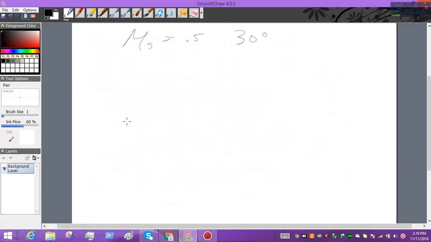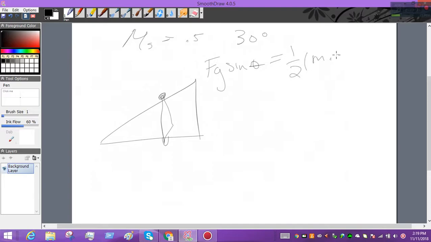Okay, so let's quickly draw a ramp. This one, we don't have actual numbers, so we're going to have to do some formula manipulation to solve this. We've got a gravitational force. We know that our gravitational force down the ramp will be equal to Fg sine of theta. Since sine of 30 degrees is 1/2, that equals 1/2 times mass times gravity, because that's Fg. So that's the gravitational force down the ramp.